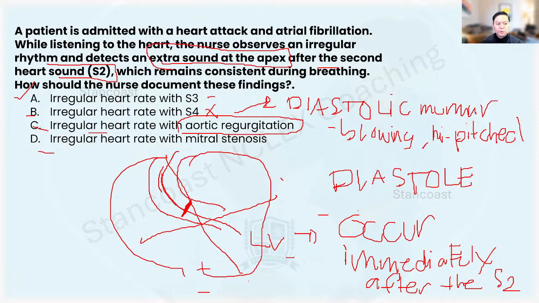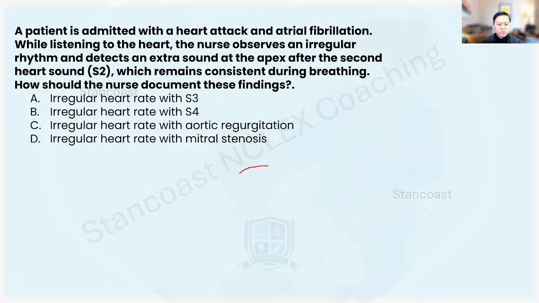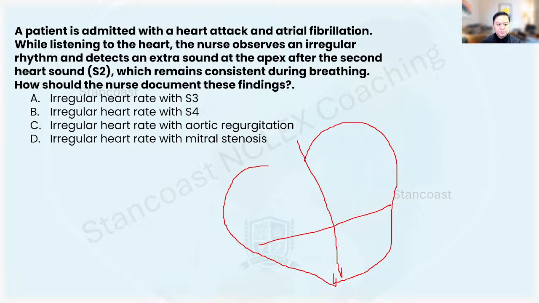What about letter D? Irregular heart rate and mitral stenosis. So where is the problem with mitral stenosis? It's going to be in the atrioventricular section right here. If there is stenosis, then the blood coming from the left atrium is not going to be fully transported into the left ventricle because it's kind of stiff. Okay, so it will allow some portion of the blood to go into the left ventricle, but not all of the blood.